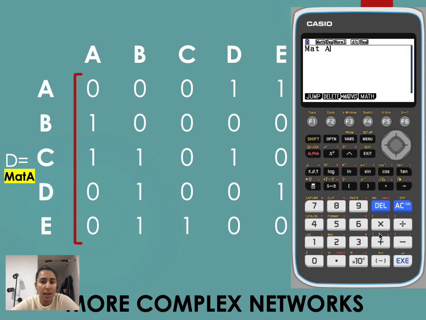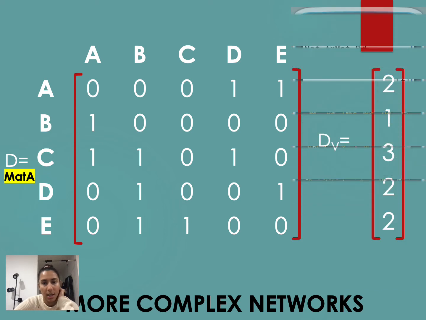times mat B, and what you will see is we had the very same dominance vector that we just had before. So that's how you do that one. And don't forget, you can use the arrow to save it as whatever you want to save it as.